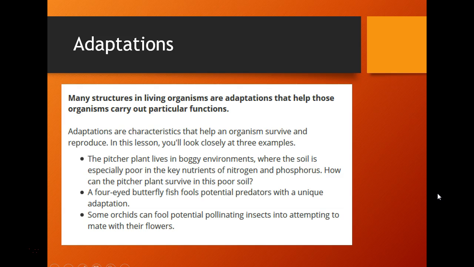Okay, so many structures in living organisms are adaptations that help those organisms carry out particular functions. Function is another word for job. Organisms have certain jobs that they need to do in order to survive, so these adaptations help them carry out these jobs. We're going to look at three different examples: the pitcher plant, the four-eyed butterfly fish, and orchids.